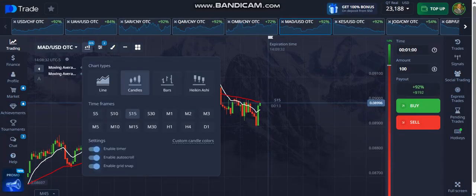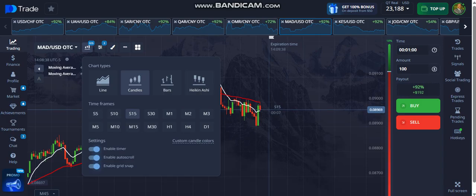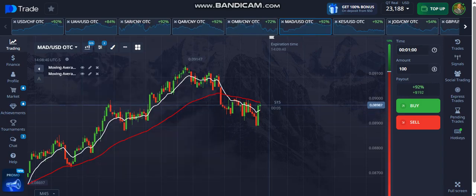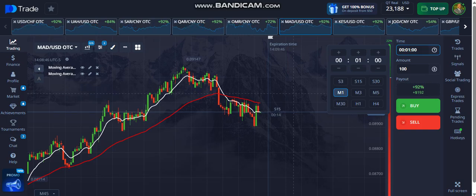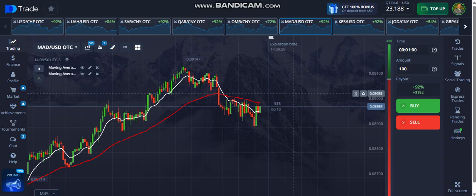And today I'm going to be trading on regular candles, 15-second regular candles. And I'll be taking 1 minute trades, so my trade timer is set to 1 minute expiries. Okay, I'm going to pause the video and look for a setup.